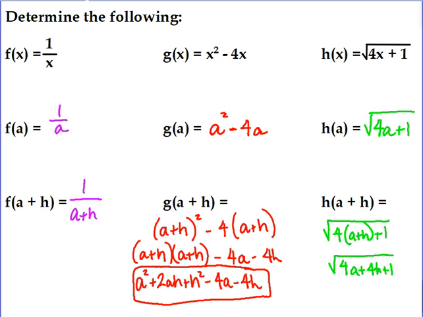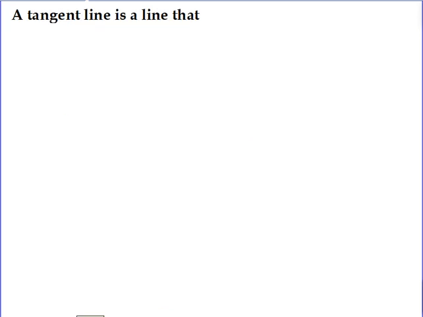So on Wednesday we talked about secant lines, and a secant line was a line that connected 2 points of a curve. A tangent line is a line that touches a function or intersects a function. It touches a function at 1 point.